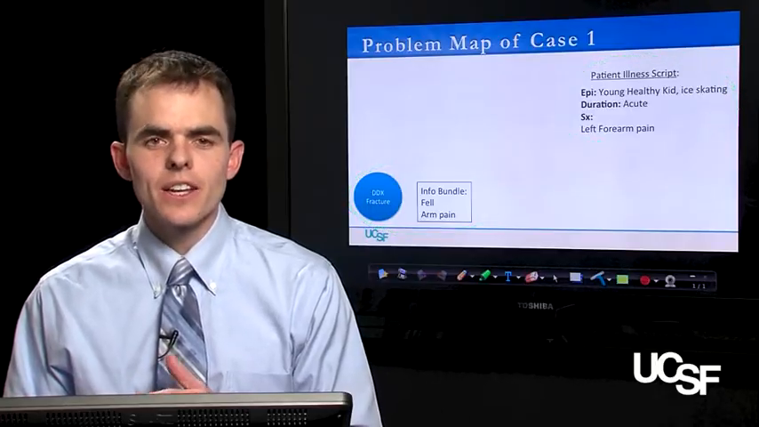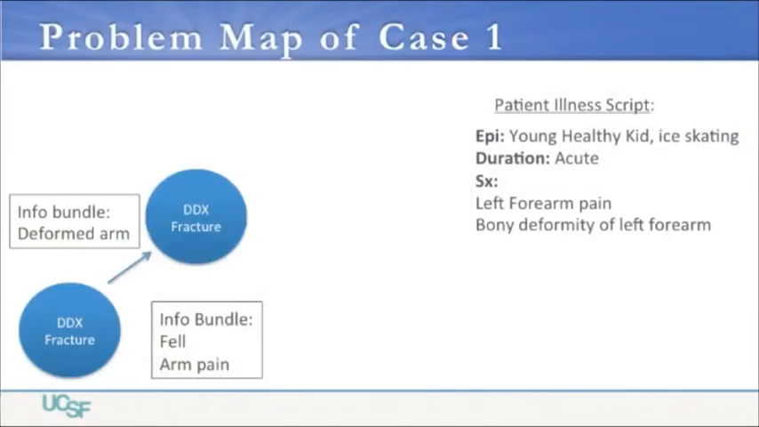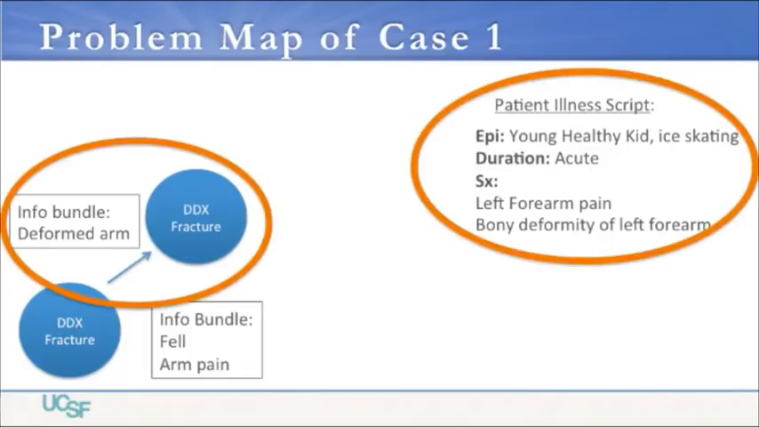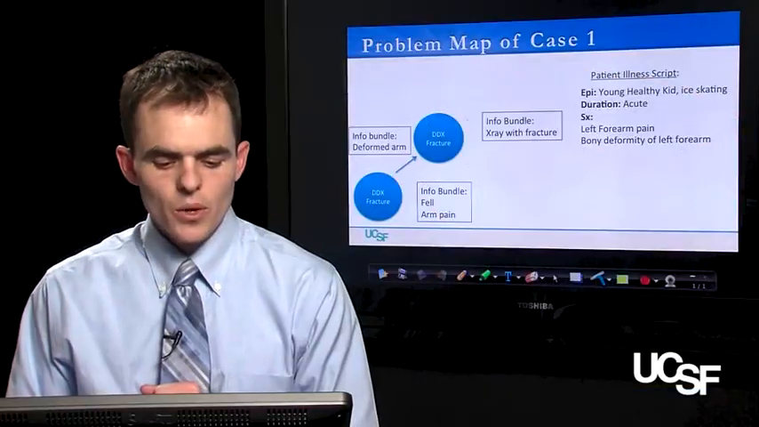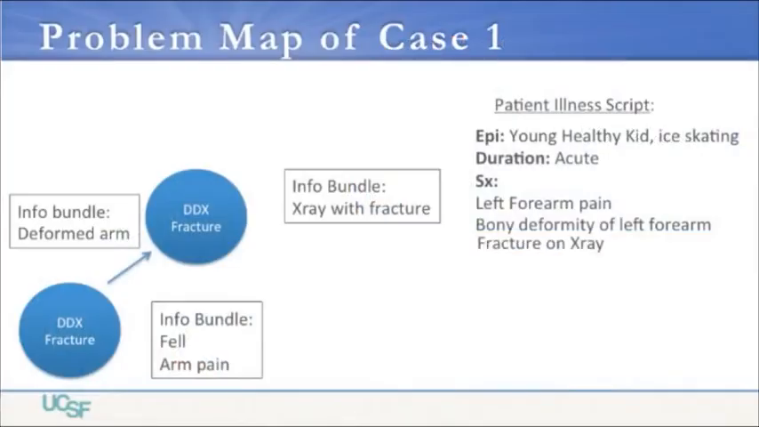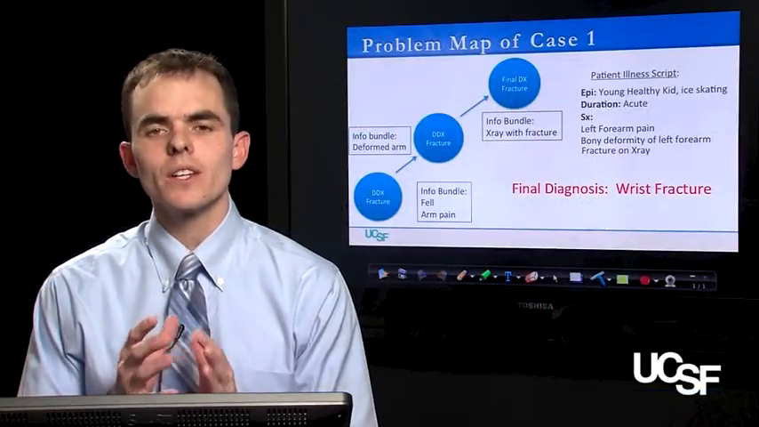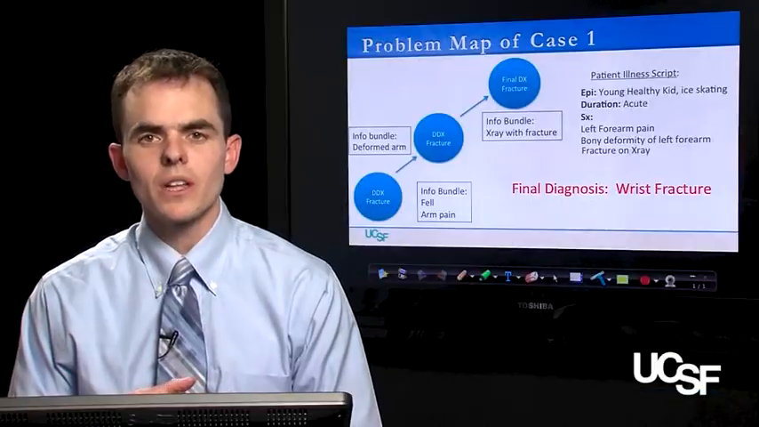Now, let's do the next step. So you did your exam, and there was a deformed arm on exam. You update your patient illness script. You draw a line to your next working diagnosis at that point in time. It's still a fracture, of course. And this now is your second clinical moment. So we continue through. Our third information bundle was the X-ray that showed a fracture. You update your patient illness script. You update your final diagnosis, which is a fracture. This is, in a very simple way, what a problem map would look like.